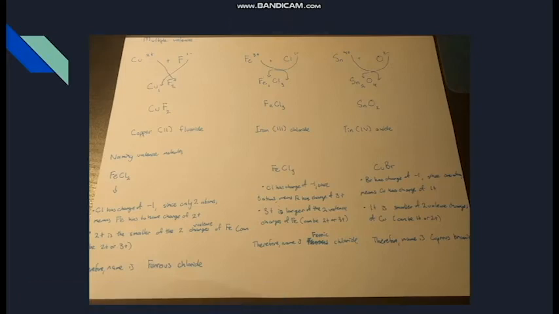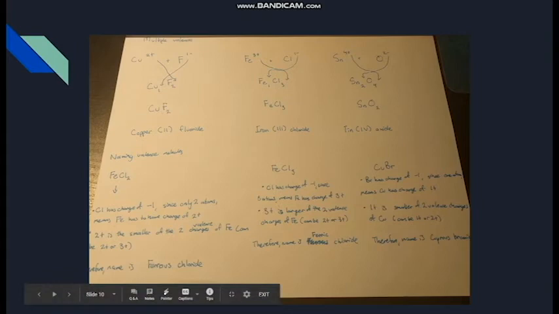We'll take a look at FeCl2 first. When looking at this molecule, we already know that chlorine is always going to have a charge of -1. Since there's two atoms of chlorine, that means iron has to have a charge of 2+. And since 2+ is the smaller of the two valence charges of iron, which can be 2+ or 3+, it's going to be ferrous.